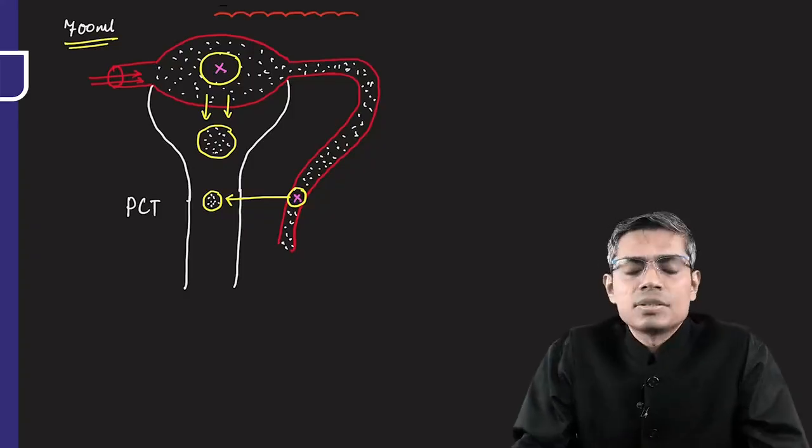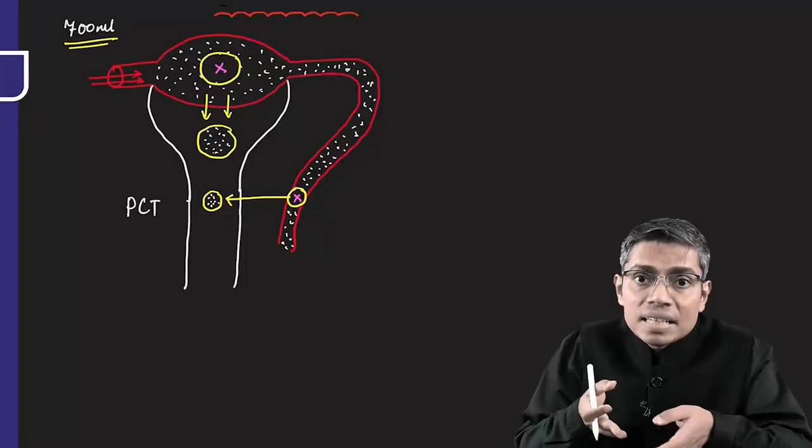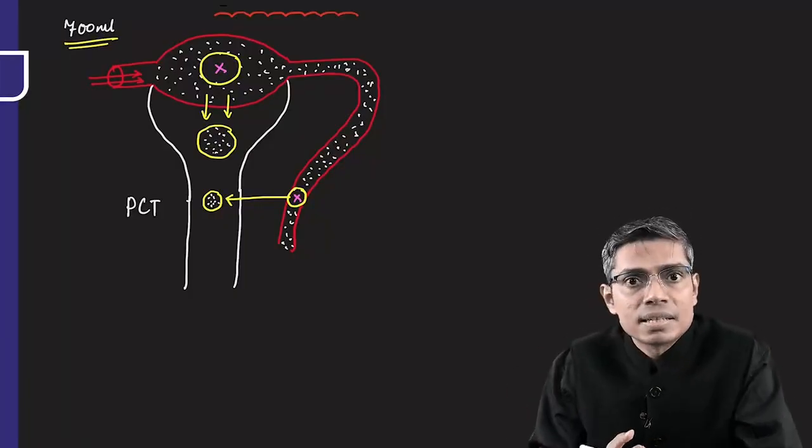The answer is, clinically it is not possible, because you have to do micropuncture. You have to enter inside the nephron and then measure what is the volume of filtration, and what is the volume of clearance at the level of the PCT.